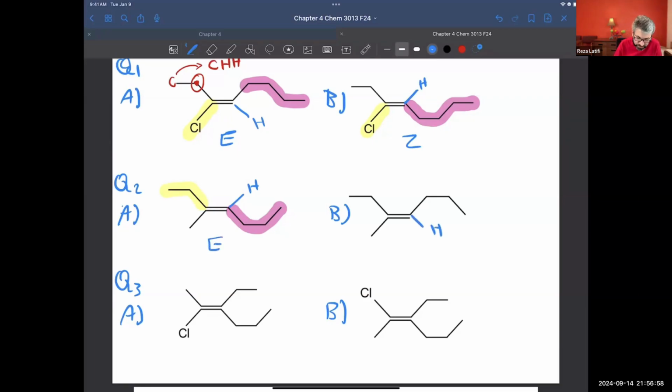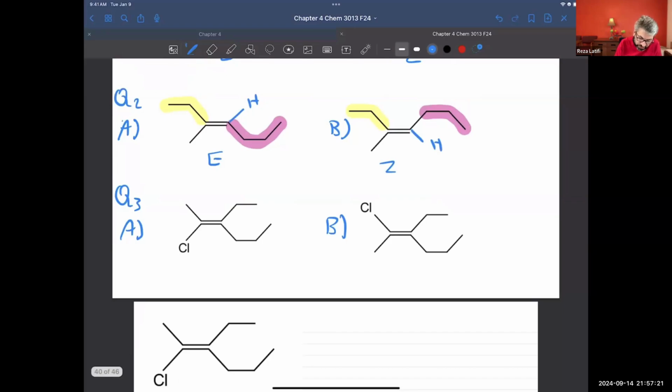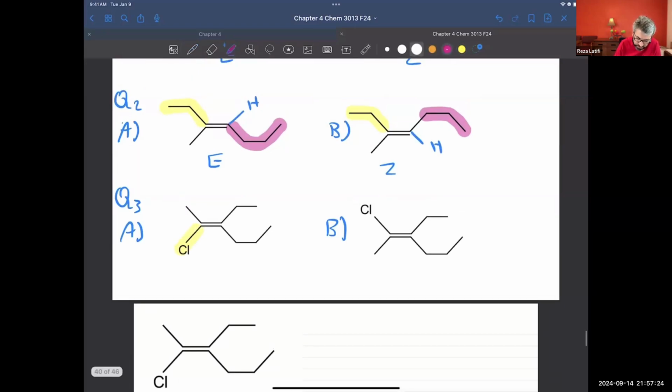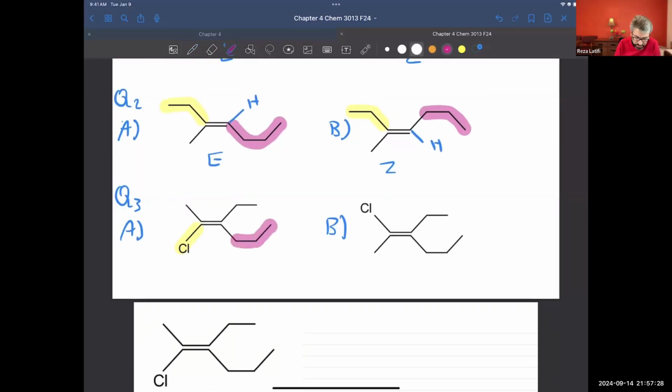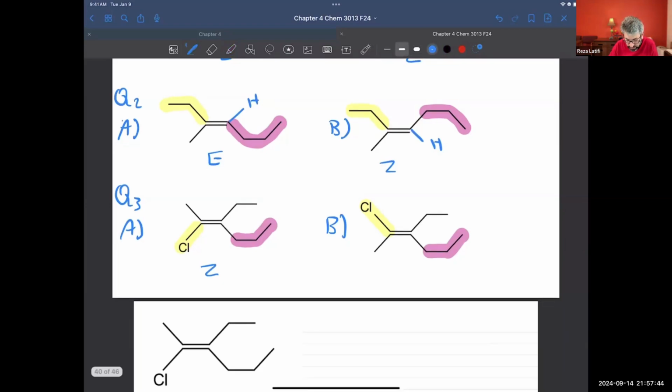And here we have 3 carbons, and those 3 carbons are heavier than a hydrogen, and that one is heavier than methyl. So this is going to be the Z isomer. Next one, we have chlorine, and this one is heavier than the ethyl, so this one is going to be Z. And again chlorine, and that one has 3 carbons versus 2 for ethyl, so this one is going to be the E isomer.